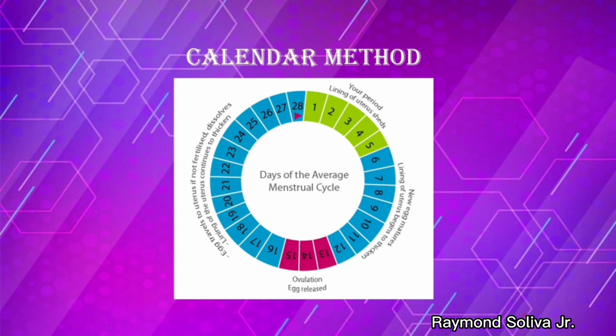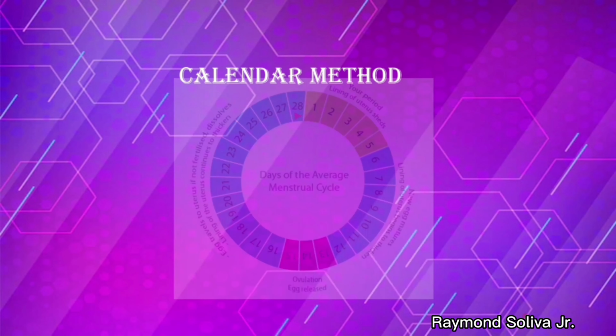Ibig sabihin, ang ovulation ay nangyayari ng isang beses lamang sa isang buwan. Kadalasan ay 12 hanggang 16 araw matapos ang regla. Kapag ang itlog ay lumabas na ng ovaryo, ang buhay nito ay maaaring 24 hanggang 48 hours lamang. Sa makatuwid, ang babae ay fertile o maaaring mabuntis kapag siya ay nasa ika-5 araw bago ang ovulation, sa mismong araw ng ovulation, at sa ika-12 hanggang ika-24 hours pagkatapos ng ovulation.